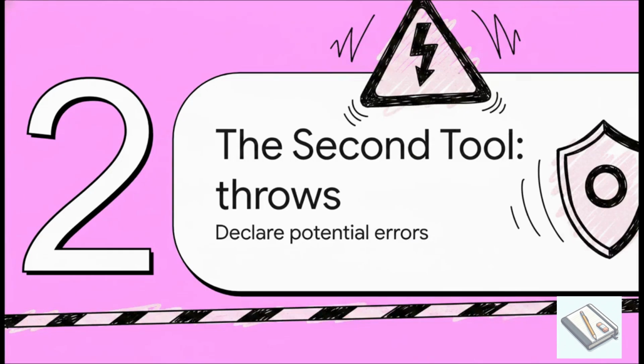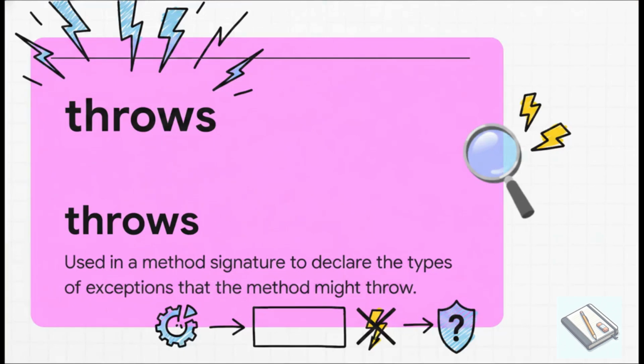Okay, now let's pivot to our second tool, throws. If throw is the action of launching the exception, think of throws as the warning sign you post on the door. You see, the throws keyword is part of the method's signature, that very first line where you define it. It doesn't actually throw anything itself. It's just a declaration. It tells the Java compiler and anyone reading your code, just a heads up, this method might throw one of these specific exceptions.